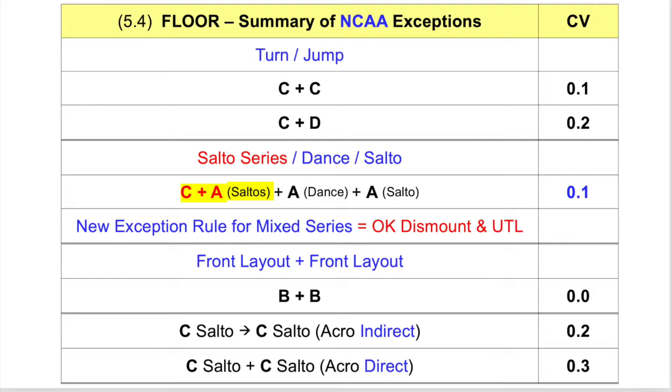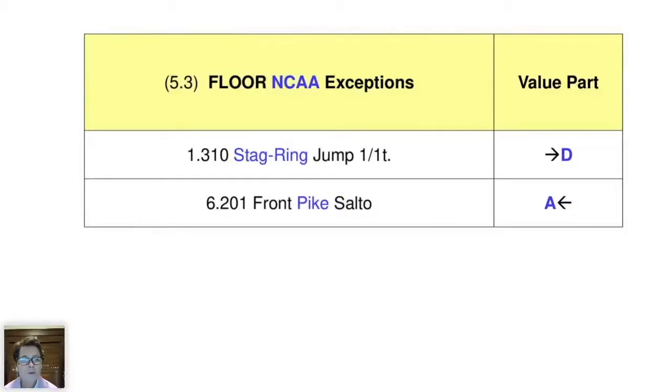Then if they do a front lay, BB, there is no connection value in college. And then again, it repeated the indirect CC 2/10, direct CC 3/10. Those are the summary of the things that are different for college. Then the exceptions for value parts, there's only two. The one that's a dance is the double stand ring jump full is moved from a C to a D. And the front pike salto has been devalued.